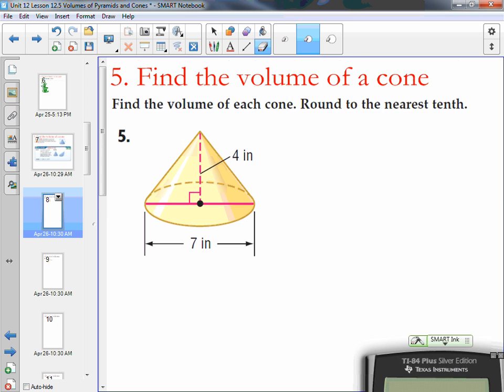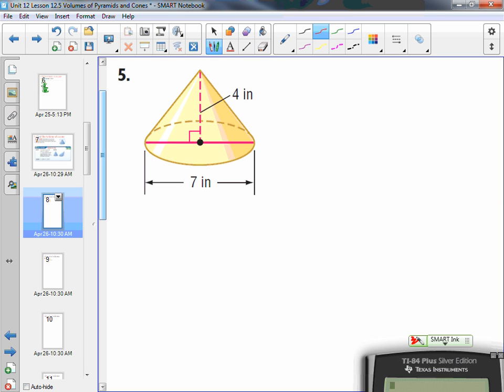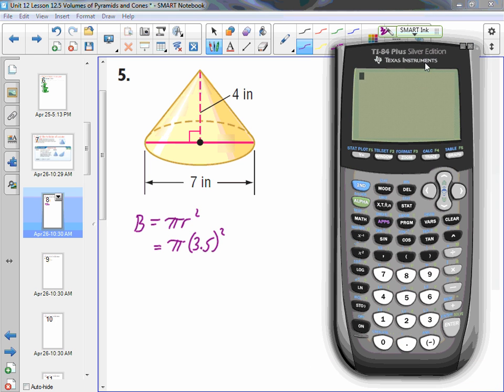Find the volume of each cone. All right. Find the area of the base. Since the base is a circle, it's pi r squared. Now, the radius is 3.5 since the diameter is 7. And I'm not going to turn this into a decimal yet. I'm going to square the 3.5, but the area of the base is 12.25 pi square inches. Don't punch it in yet.